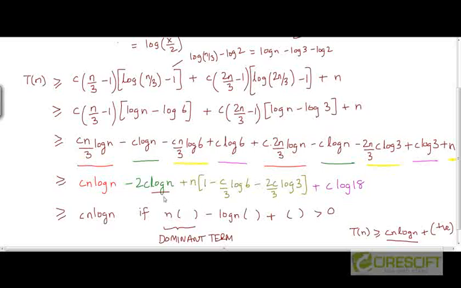So we can think of these terms in the following way. The dominant term is this n term, because this term is a constant and this term is basically a log n term. So this is the dominant term. n times some constant coefficient minus log n times some other constant coefficient plus some other constant coefficient. This needs to be greater than 0 for this whole expression to be greater than 0.